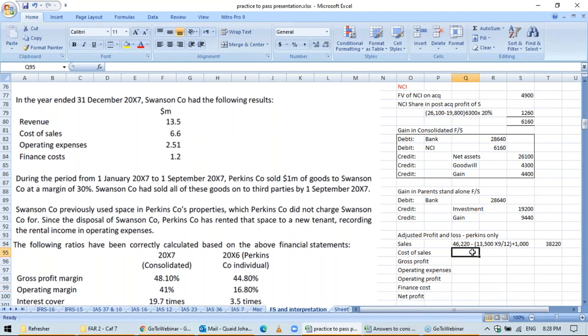Same with the cost of sales. The consolidated cost of sales was 23,980. So you will deduct the 9 months cost of sales. So the subsidiary company's cost of sales is 6,600. Multiply this by 9, divide by 12 to obtain the 9 months cost of sales. No, it's 1st September. Yes, okay.